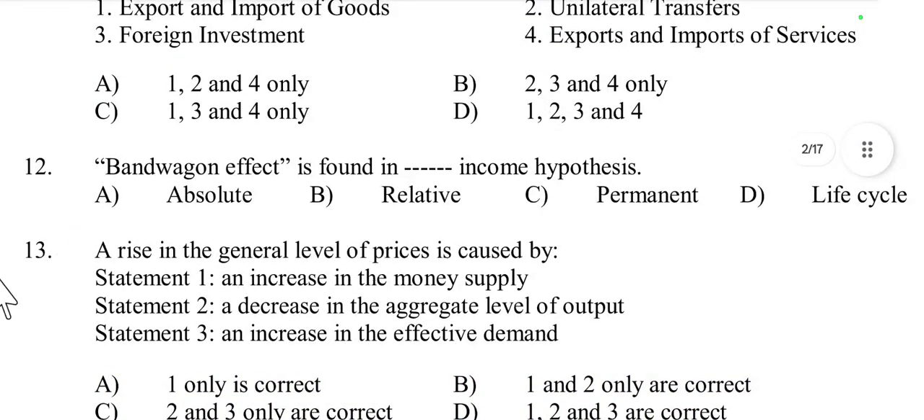Question number 12, bandwagon effect is found in dash income hypothesis. Bandwagon effect, or we can say demonstration effect, is found in absolute, relative, permanent or life cycle. Absolute income according to Keynes is not under bandwagon effect. Relative income is the right option, because in relative income we can find the bandwagon effect or demonstration effect. So option B is right.